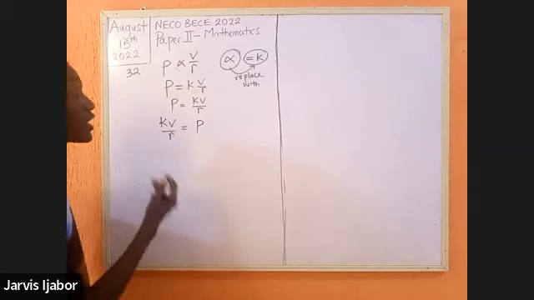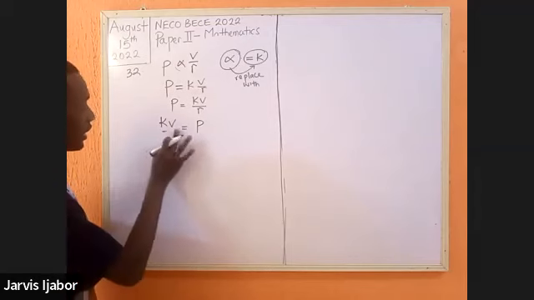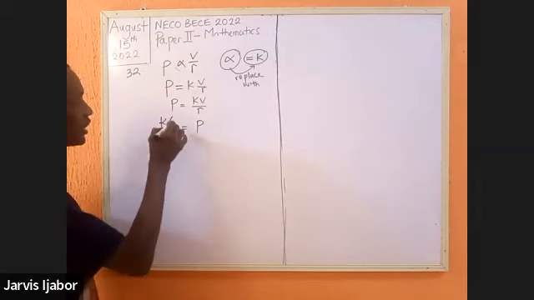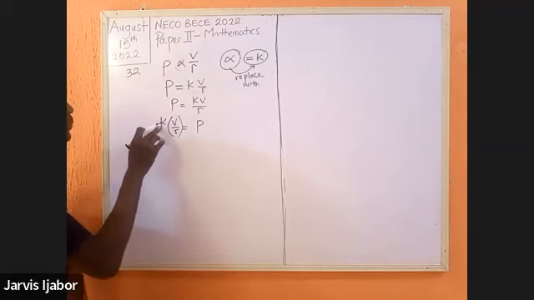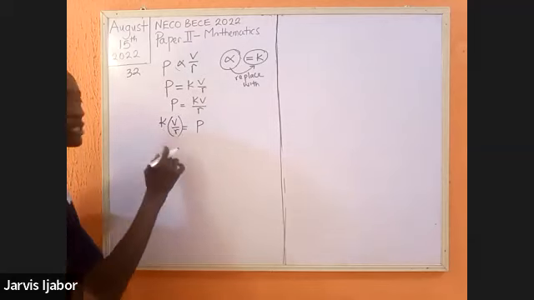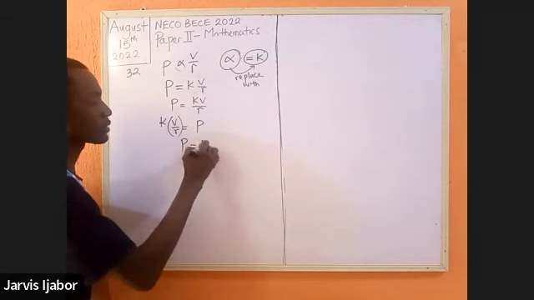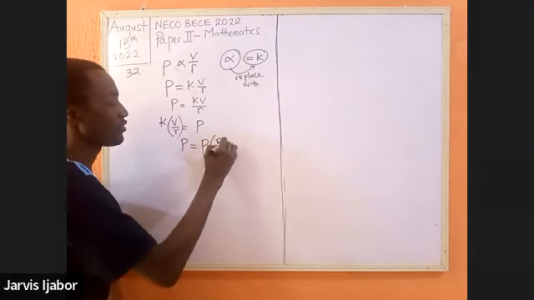Now, there are two ways you can go about this. Let's stretch your thinking a little. This will be V over R. If K is multiplying V over R, what will P multiply? P will multiply R over V.